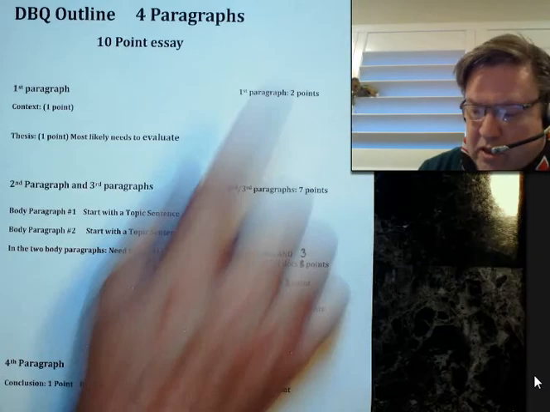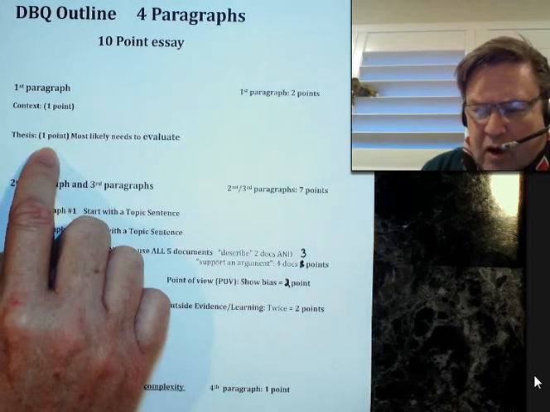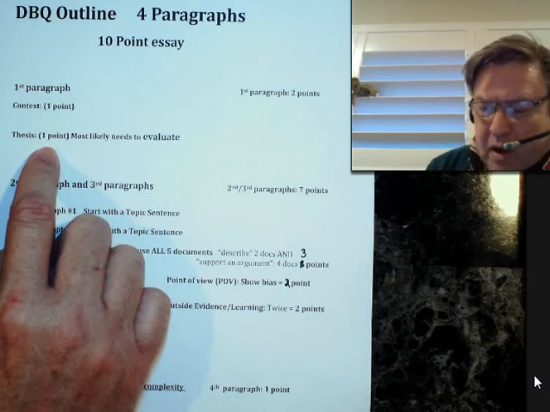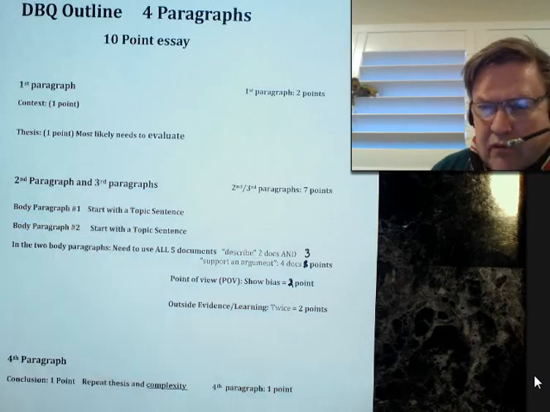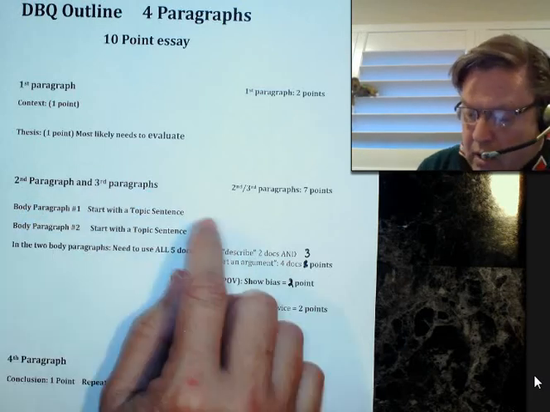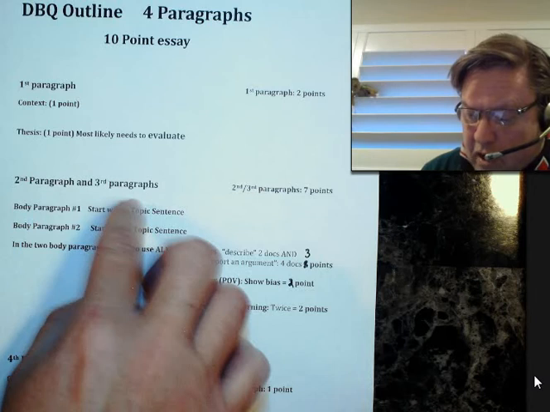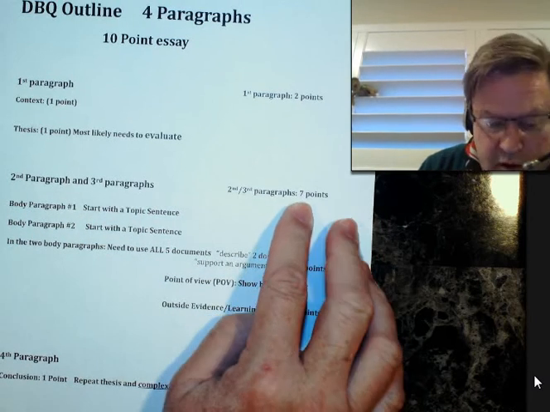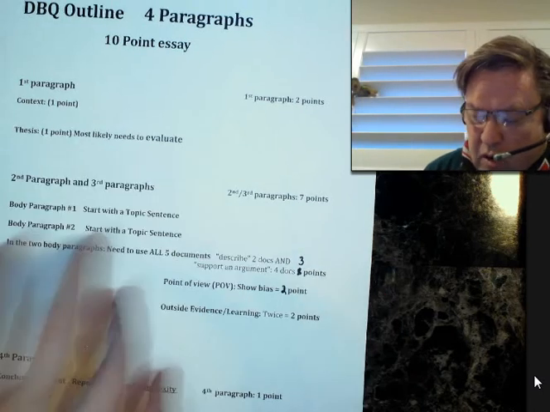2 points for context and thesis. Thesis, once again, has to provide an argument. Argument means that you have to take a stand, take a side. You know, the most important reason was not as important, something like that. It's something you have to defend in the essay. And then you're going to get 5 points plus 2 points for outside learning within those 2 body paragraphs. So the 2 body paragraphs are 7 out of 10 points, which is the difference between getting a 1 or a 5 on this year's AP test. It's really this second and third paragraph. This is the critical part, and that's what you want to practice the most.